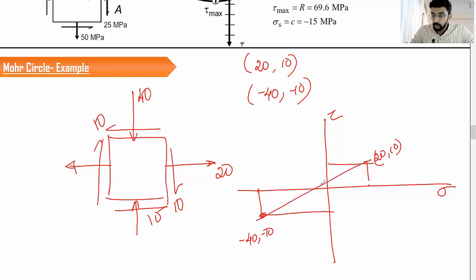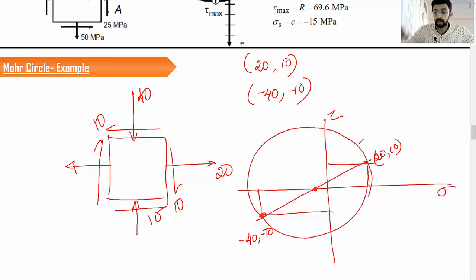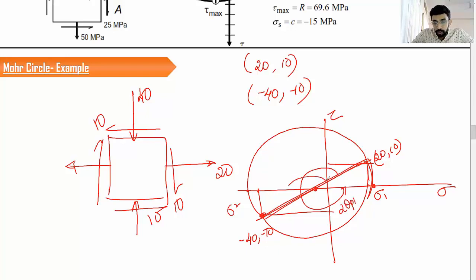If I join these two together, this is going to be the sigma average value. Keeping this as center, I will draw a circle. The circle is not good. Okay, let us draw a better one. Okay, fine. So the point where it meets is sigma 1. This is going to be sigma 2. This is going to be the new reference line. From here, you can measure 2 theta p1. This is going to be 2 theta p2. This is going to be the tau max. This is going to be the tau minimum.